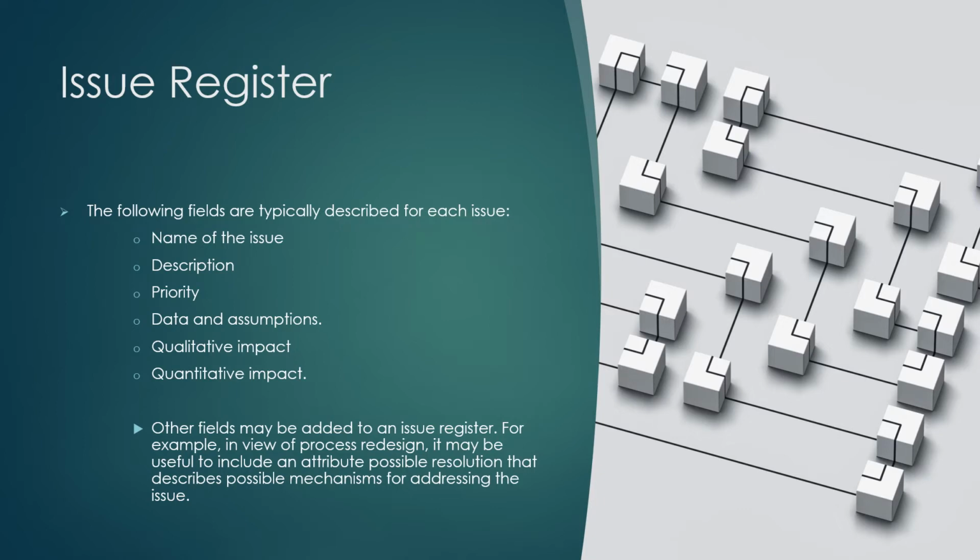The following fields are typically described for each issue. Name of the issue: this name should be kept short, typically 2 to 5 words, and should be understandable by all stakeholders in the process. Description: a short description of the issue, for example 1 to 3 sentences, focused on the issue only and the consequences or impact it has. Priority: a numerical number which shows how important this issue is compared to the others.